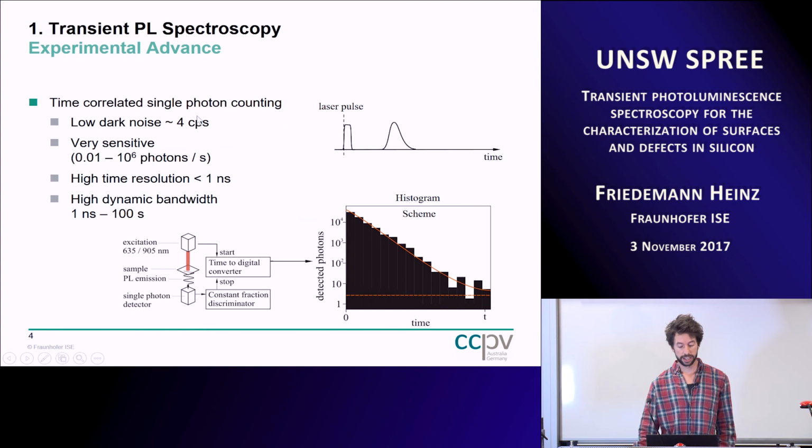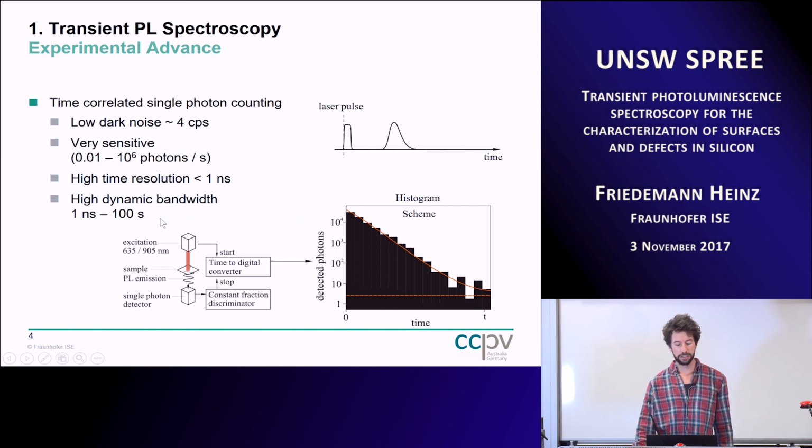Then this gives us, in the end, a very sensitive technique. So we can resolve maybe 1 photon per minute by integrating very long. This is possible with a low dark noise. Just for comparison, an InGaAs diode could usually have like 10 to the 5th counts per second dark noise in an analog technique. Then there is the high time resolution, because of this very fine resolving correlation.